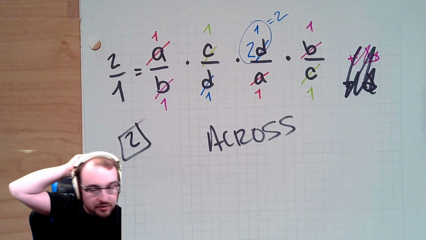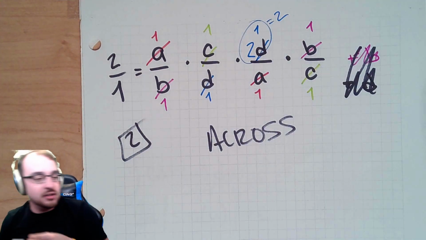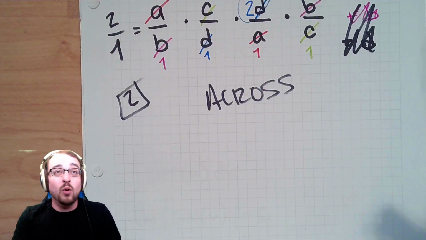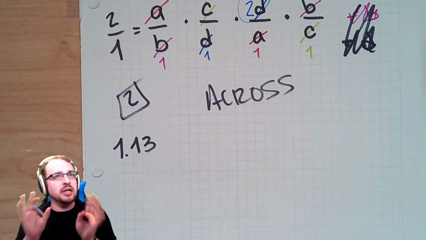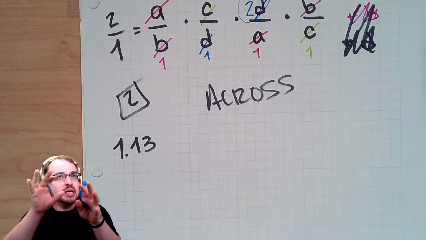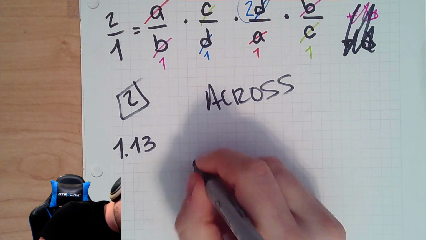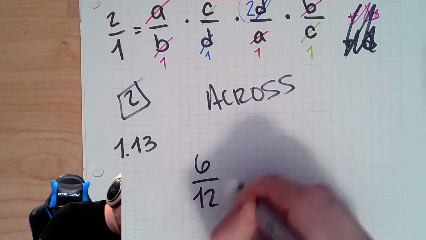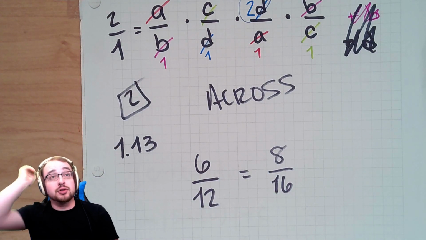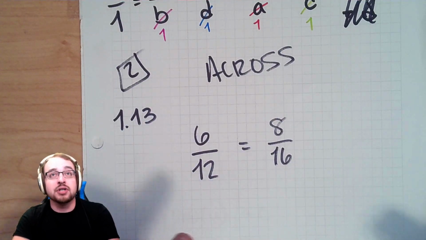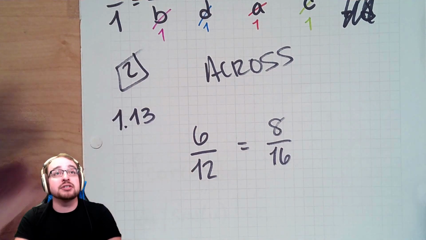I also want to talk about this. This is a real quick one. Somebody was asking about this. There was a problem 1.13 demonstrating that if you had 2 equal fractions, then you could infer something from that. So for instance, 6 over 12 equals 8 over 16, as an example. And these are true. They're both equal to each other because it is half of 12 and half of 16.